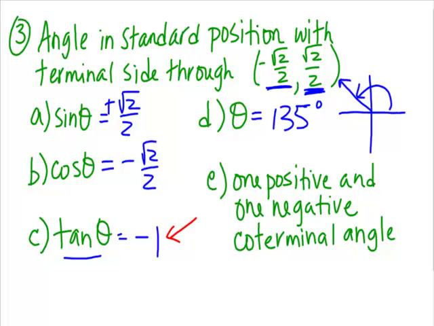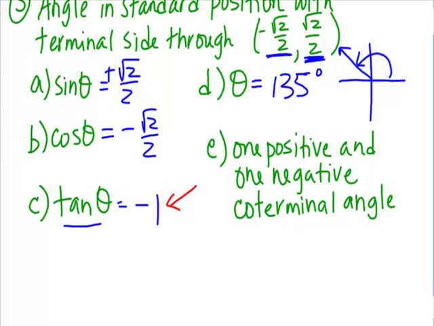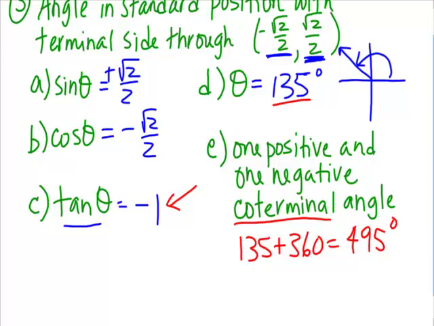Okay, another possible question is just to give a positive and a negative coterminal. This is checking your vocabulary. So, positive coterminal, for me, I would just say, oh sure, I'll do that. I'm just going to add 360. And so 135 plus 360 gets me to 495. And if I want a negative, I'll say, sure, I can do that. I'll just go the opposite direction. So I'm going to take 360 off. And that takes me to a negative 225 degrees.